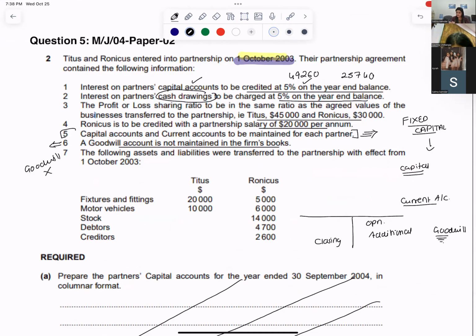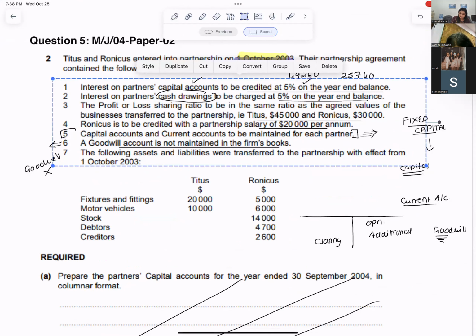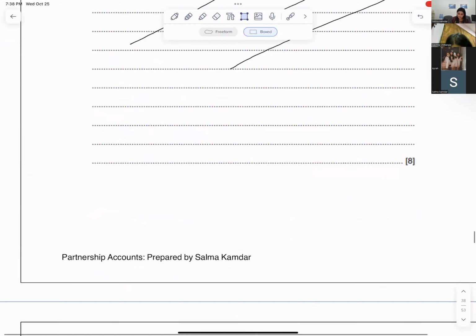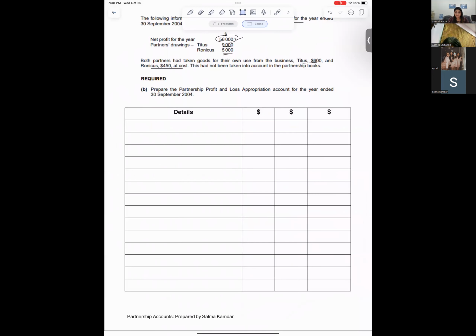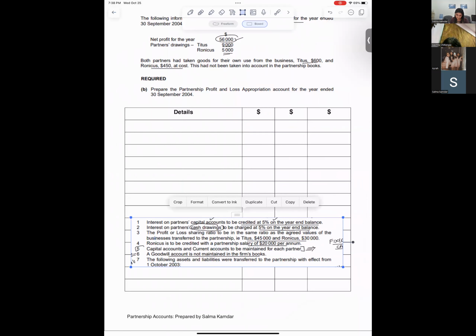Yes, miss. Okay, so now what are we supposed to prepare? The appropriation account. Tell me, the appropriation account starts with what? Profit for the year. After that, you will add interest on drawings, and less interest on capital, and salary if there is any.